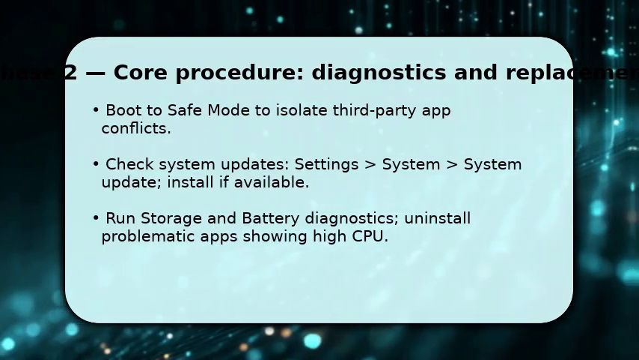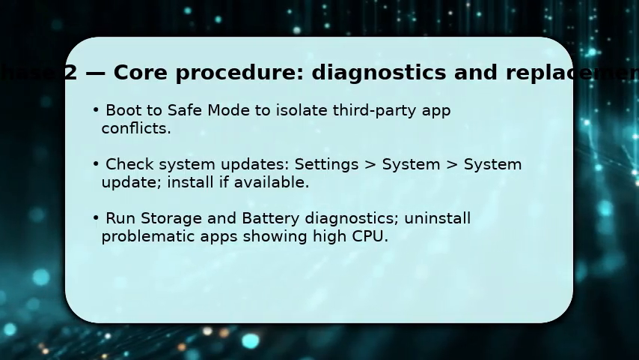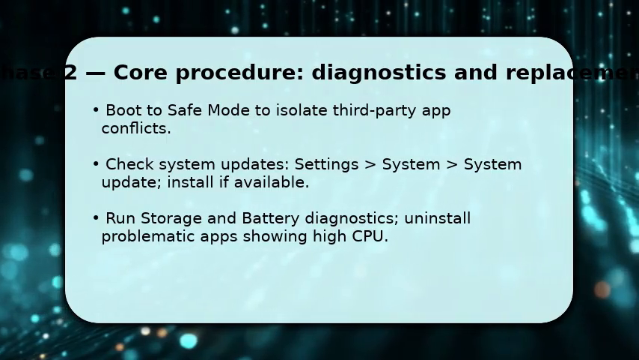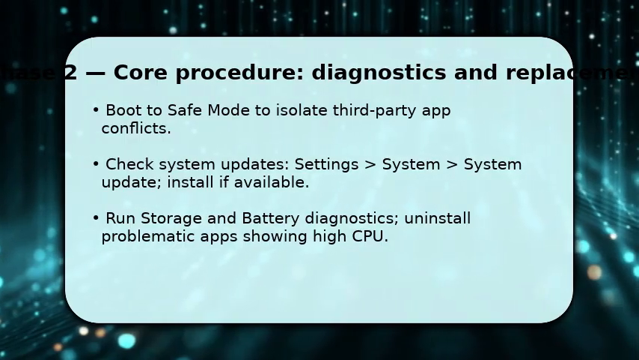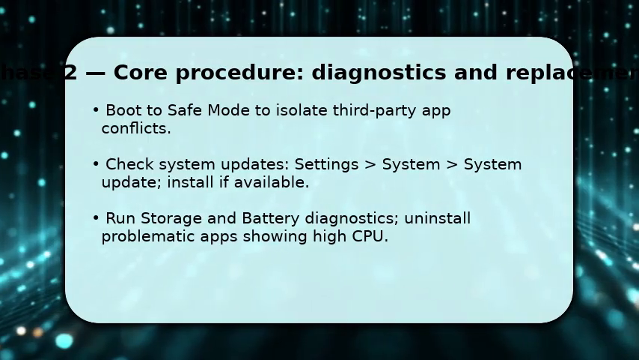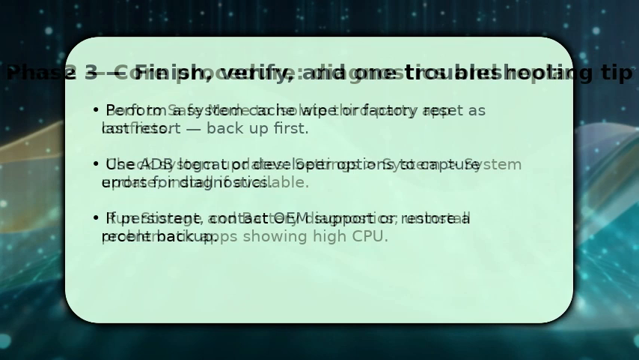Next, check for system updates and install them because patches often fix stability bugs. Inspect storage and battery diagnostics for abnormal CPU or wake lock usage. Remove or restrict apps that show high resource use. Make sure to clear app defaults and reset. Finish by trying a system cache wipe from recovery if available, and only use factory reset as the last resort.